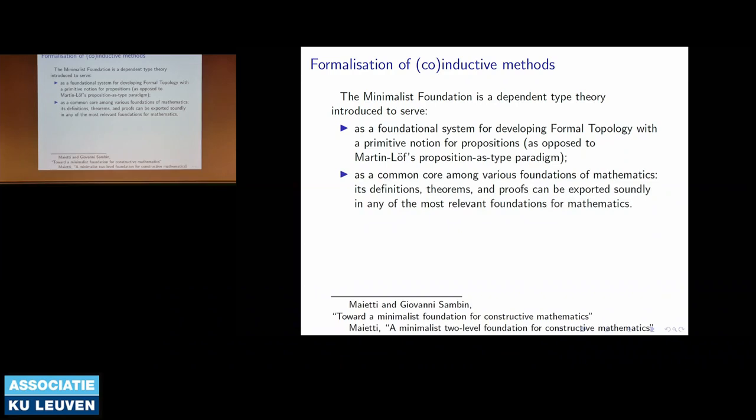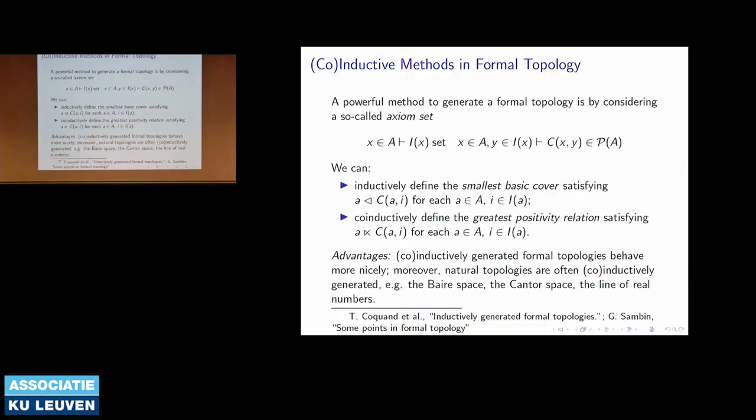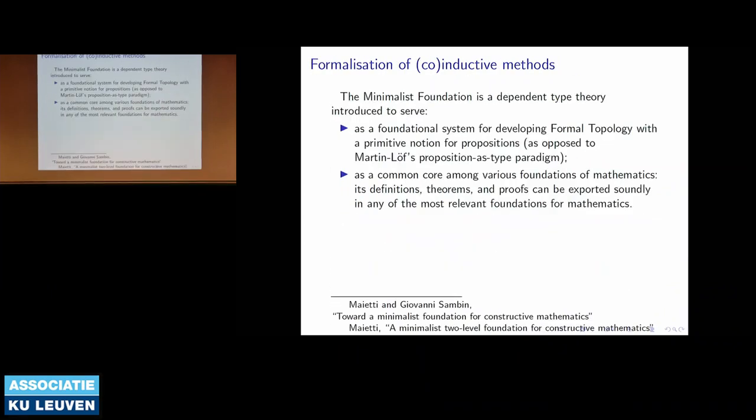In order to discover this fact, we need, first of all, to formalize those methods. And the formalization was first performed in the minimalist foundation. So let me do a brief digression on the minimalist foundation here. The minimalist foundation is a dependent type theory introduced with two goals in mind. The first one, indeed, is to have a framework in which to do formal topology. Historically, formal topology was born in Martin-Löf type theory, but then it was soon realized that Martin-Löf type theory is excessive in a way because, for example, you have the axiom of choice.